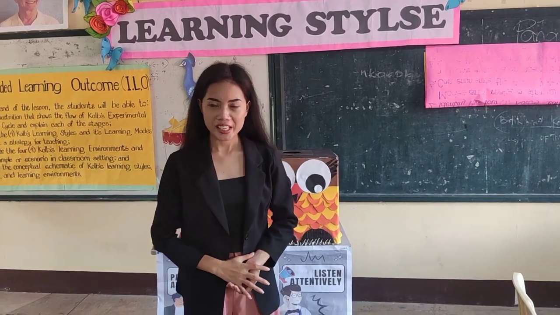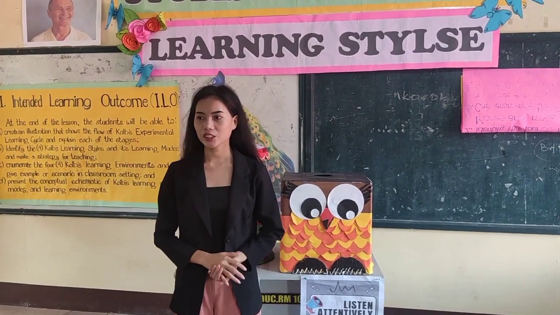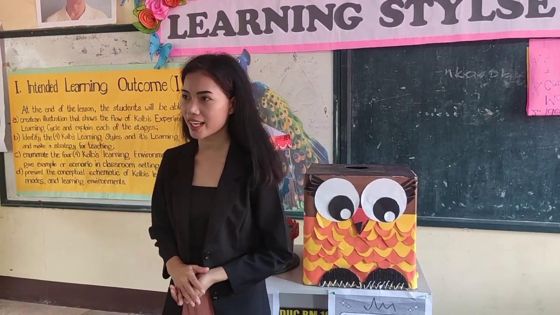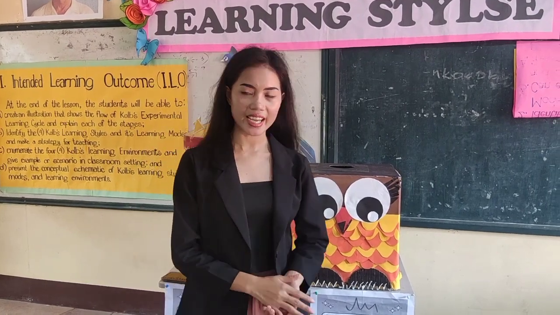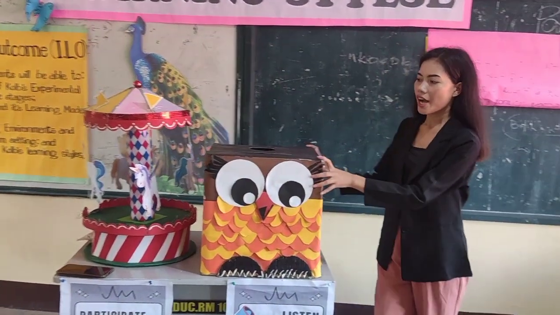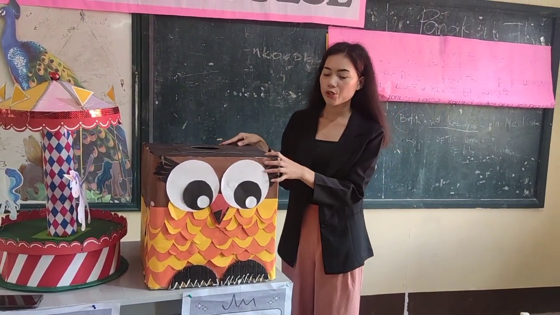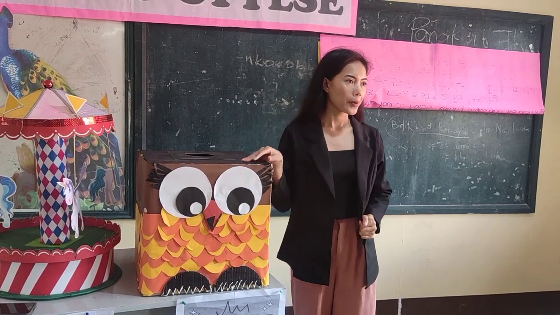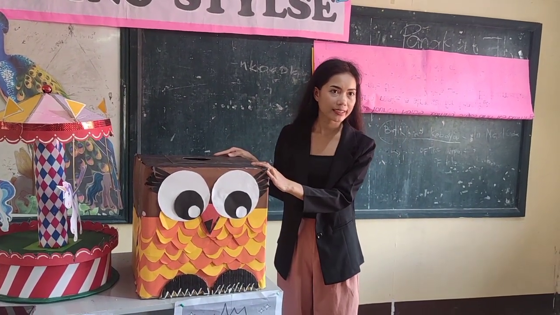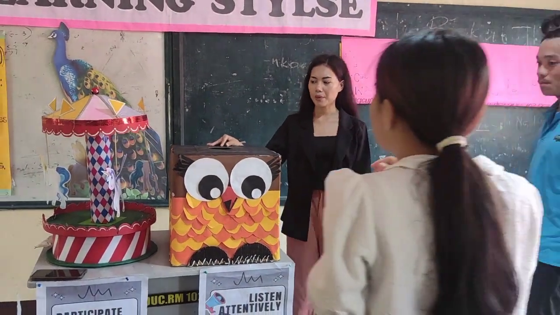Okay, once again, good morning, students. Good morning. Okay, since you already know Kolb's learning cycle, now let's proceed to another activity, which is the learning style and learning modes. So I have here an owl. If you want to know what the learning style and learning modes are, all you need to do is each group will select one representative to come in front to get their information that's gathered by the owl. So now I need the representative to come in front.